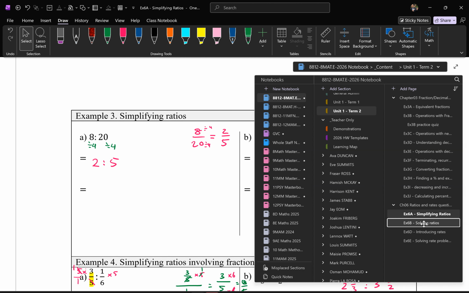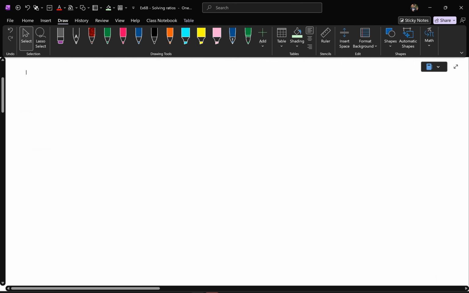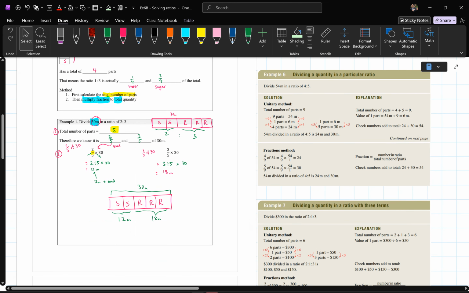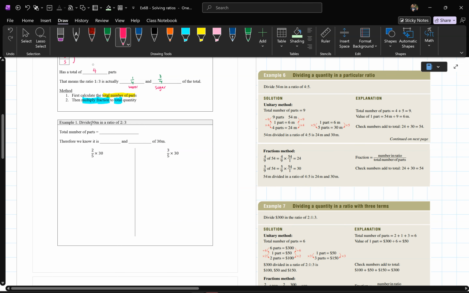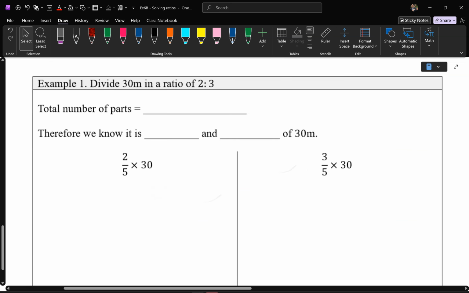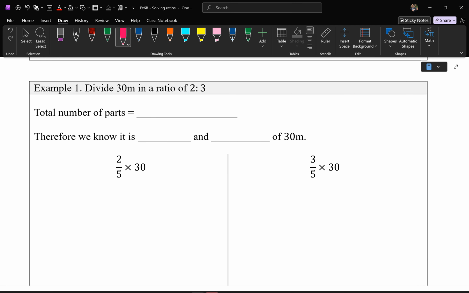Here we go. Let's go to 6B and do one example of how do you apply ratios into a problem. We're going to do example 1. I'm going to just delete this bit. Here's example 1. Can we also change that 30 meters into dollars, just so it makes a bit more sense for you guys to start off with? Change it to $30.